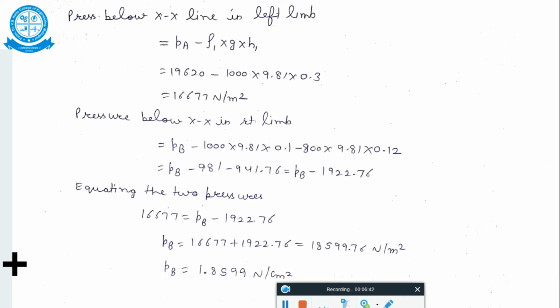So from that we will get the equation for PB minus 981 minus 941.76. From that we will get equation number 2 here, PB minus 1922.76. So for equilibrium, equating the pressure equations for the right limb and the left limb, we will get the value of pressure at point B, that is PB, as 1.8599 Newton per centimeter square.